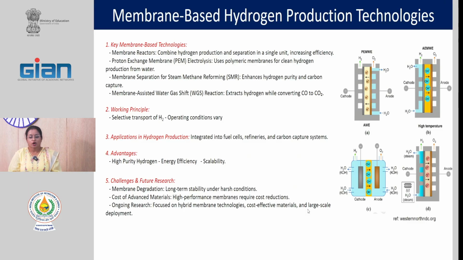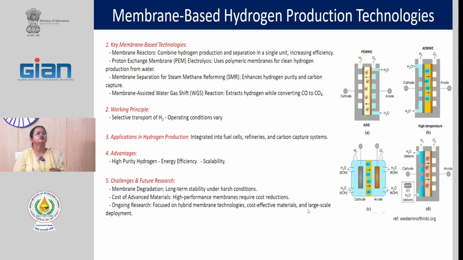Now we also have steam methane reforming, where the membrane is used for enhancing the purity of the hydrogen. We also have WGS, or water gas shift reaction, where carbon capture happens through the membrane. Basically, the role of the membrane in all these categories is selective transport. Which to pass and which not to pass through these membranes, that is the most important thing. That is how we can have a good efficiency of our process.